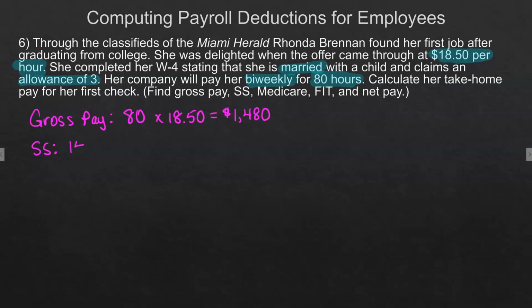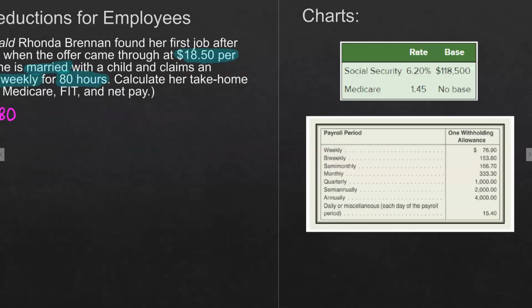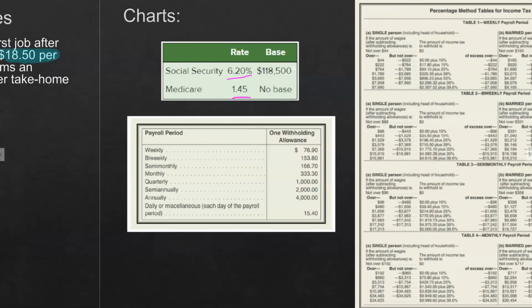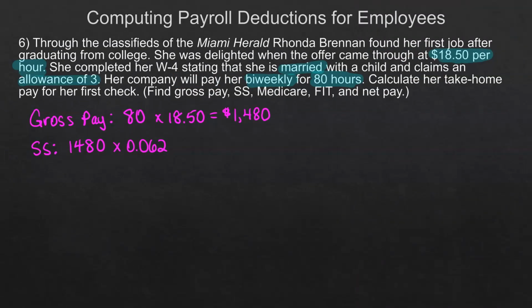She's going to pay Social Security on this full amount. And remember, that is 0.062. I have the charts on the next slide so you can see the percentages. And so then we're going to multiply that, and it's $91.76 for Medicare. I don't know how to abbreviate that one. We're still going to take the 1480 and multiply that times 0.0145 and get $21.46.